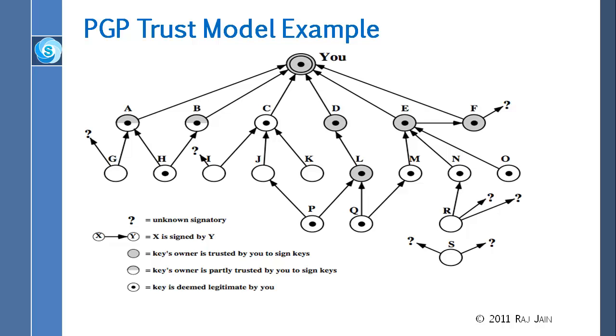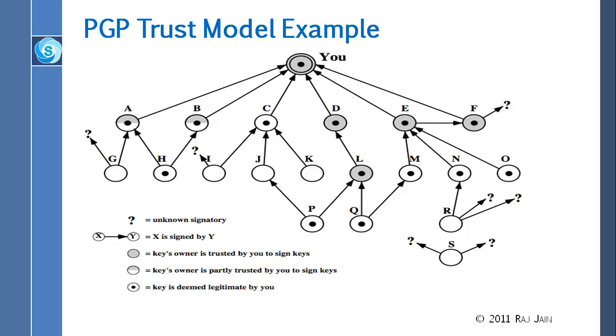So having those notations, let's see a few examples here. S has two keys, two certificates, and we don't know who signed them. All right, so I cannot trust S much. And he has two keys, one from Russia, one from some other country, and so on and so forth. We don't know any of them, so we just cannot trust them, right? So this is a bad example.